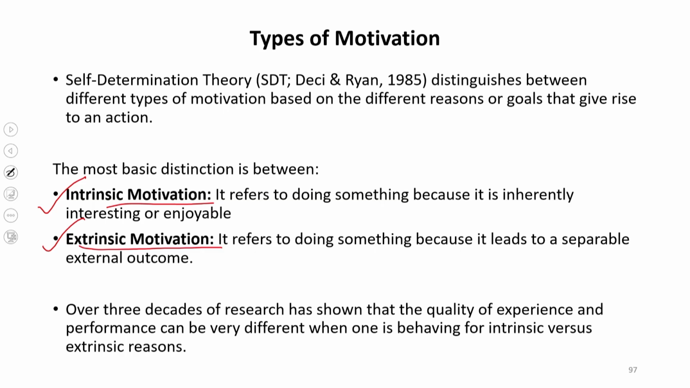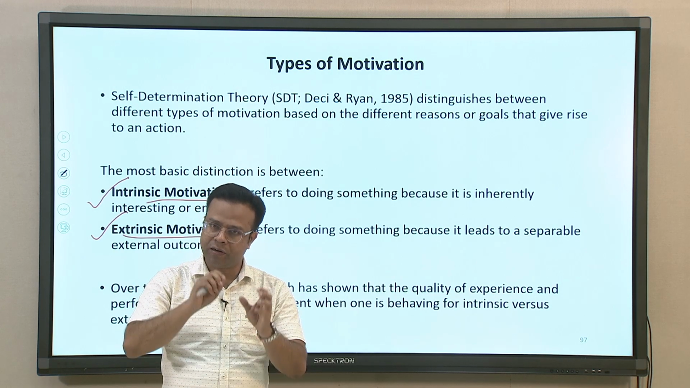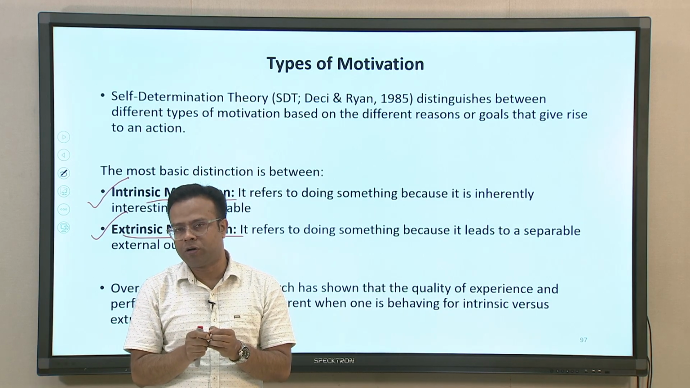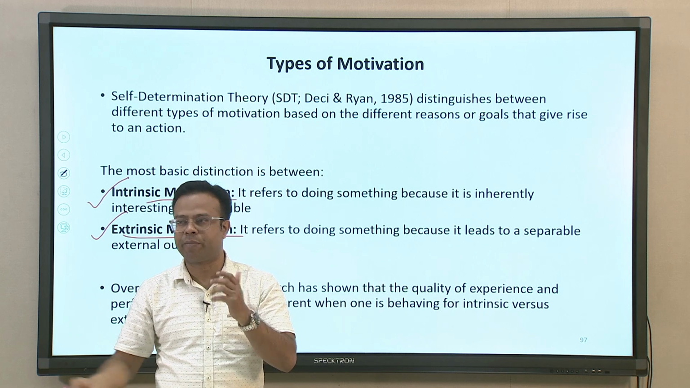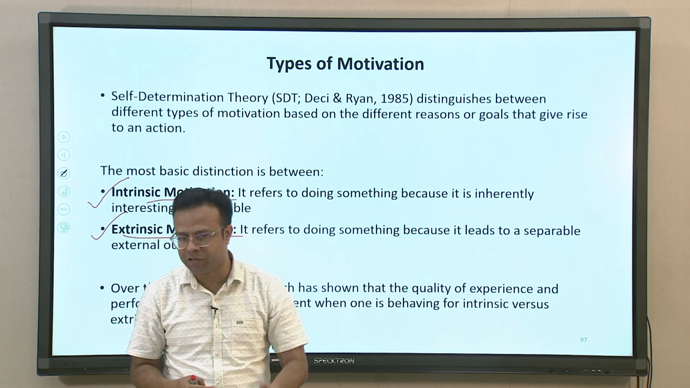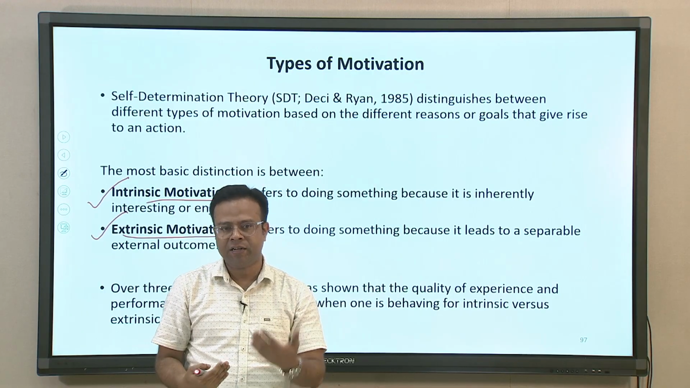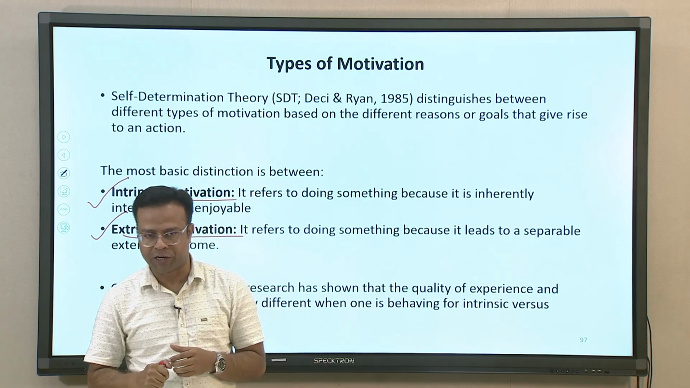There are various ways you can classify motivation. Sometimes motivation is classified based on intensity: high motivation, low motivation. Motivation can also be classified based on the source, from where it is coming. Is it coming from inside or from outside? Based on that, when the source is inside, we classify it as intrinsic motivation, and it is called extrinsic motivation when the source of the motivation is outside.